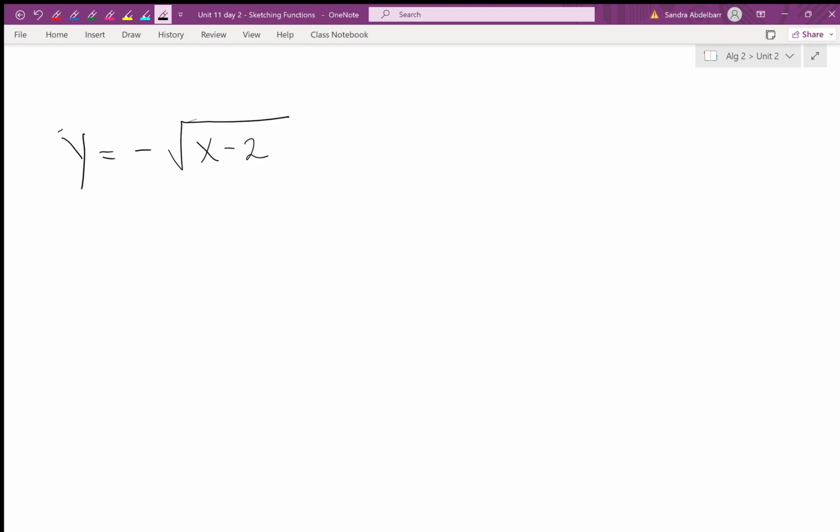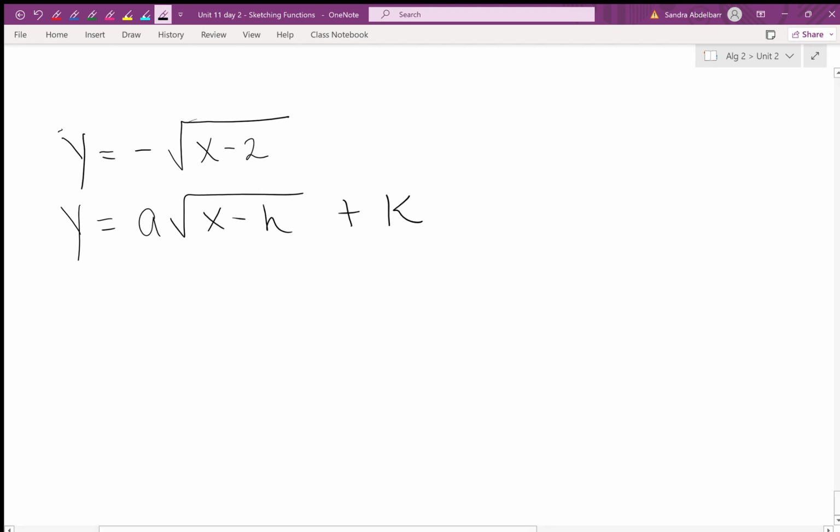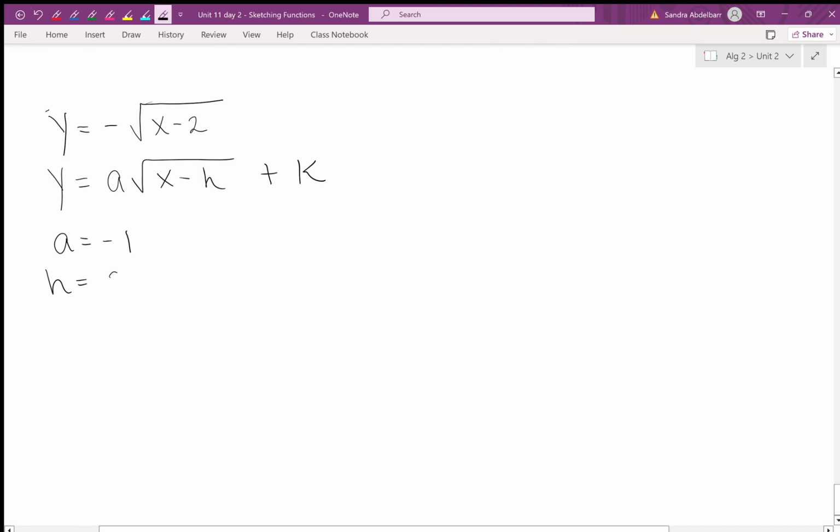Okay, so let's do this. Is this a shifting scenario? Why not? Yeah, this is a shifting scenario because it's y equals a times the root of x minus h plus k. Does that look like the same format? Yeah, it is a shifting scenario. So my a is negative. So what does that mean? Is it shooting up or is it shooting down? Shooting down. What's my h? +2. My h is +2. What's my k? 0.